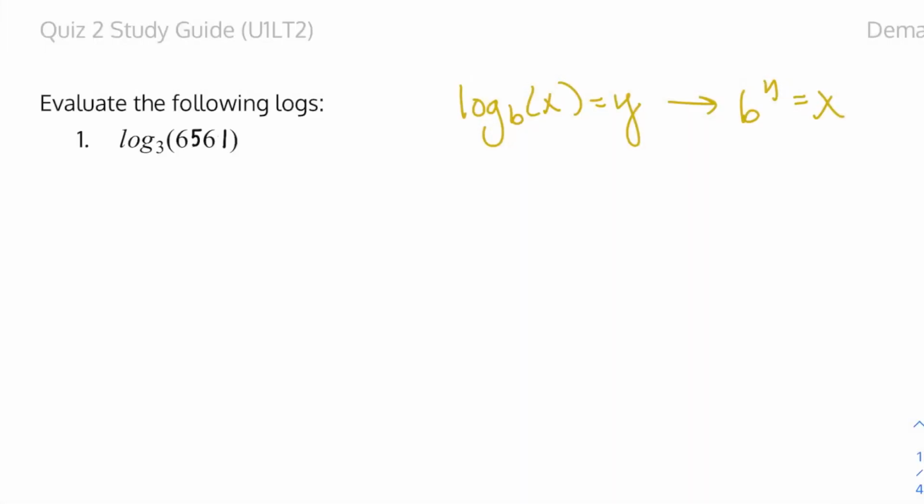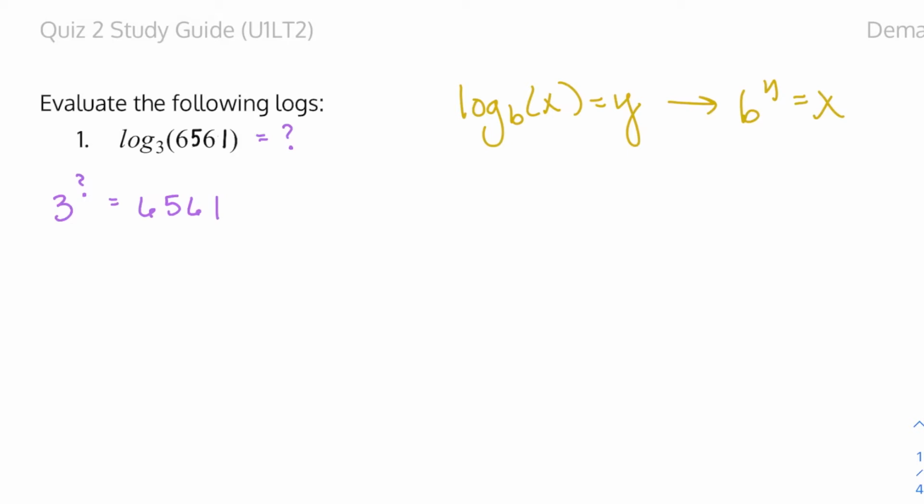Alrighty guys, so I had a little typo there I had to fix. I had 6165 even though it's 6561. So let's try this one again. When we have evaluating logs, again, we have to set it equal to question mark, right? We are trying to figure out what this is equal to. And when we set it equal to question mark, that allows us to change it to exponential form, and then we can use our math common sense and our calculator to figure this out, right?